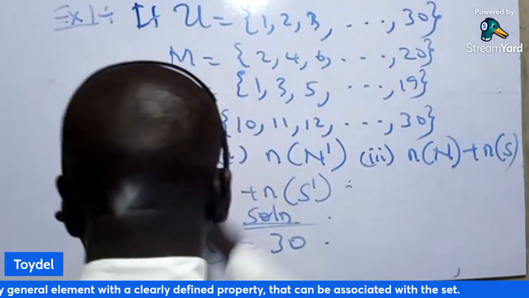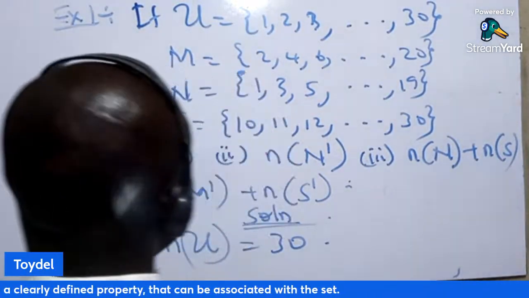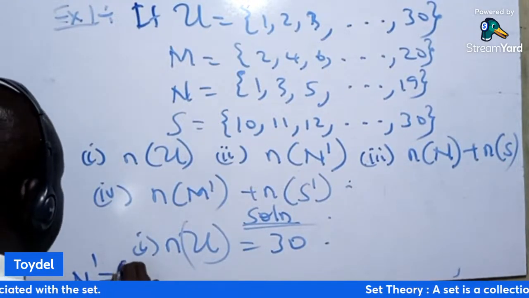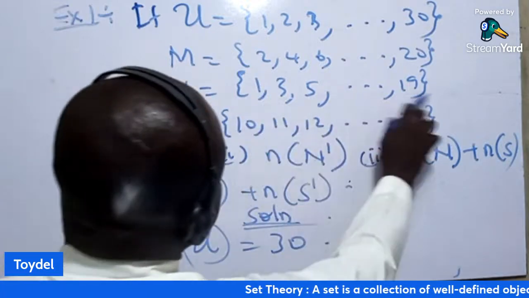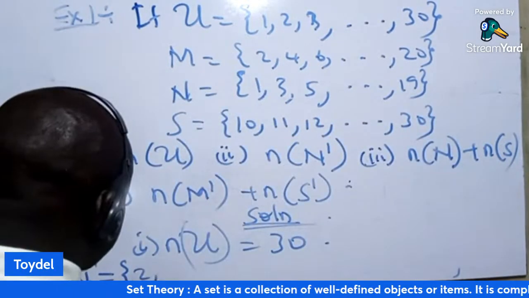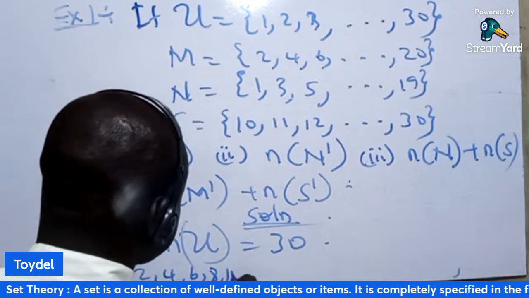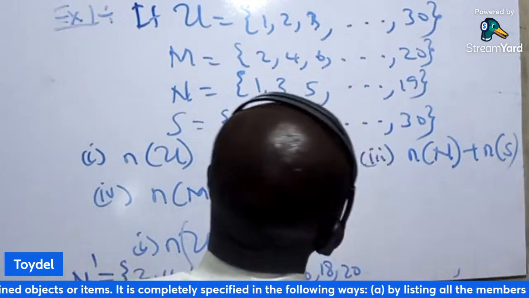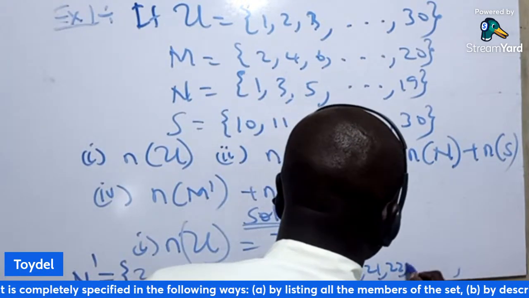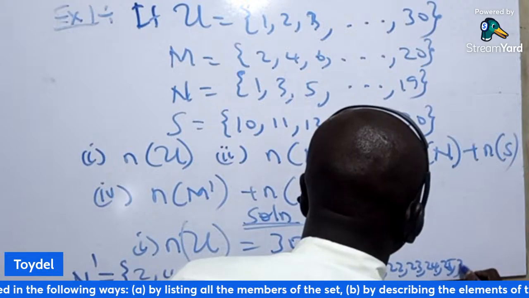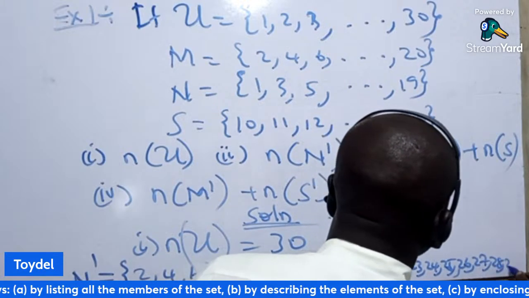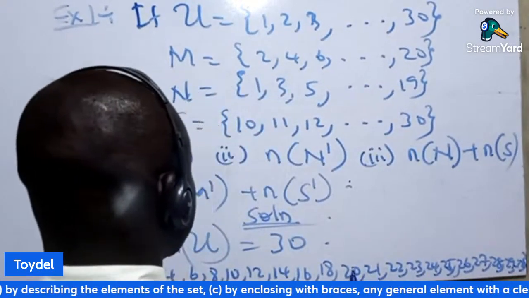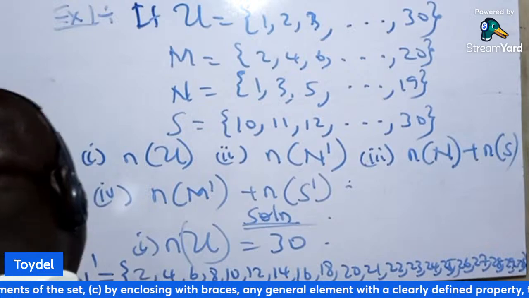For us to be able to find that, we will first list all the elements in N prime. When we look at N, there is a set of odd numbers from 1 to 19. So N prime will have 2, 4, 6, 8, 10, 12, 14, 16, 18, 20. Then from 20, we continue to list 21, 22, 23, 24, 25, 26, 27, 28, 29, then 30. So how many elements? 1, 2, 3, 4, 5, 6, 7, 8, 9, 10, 11, 12, 13, 14, up to 20.